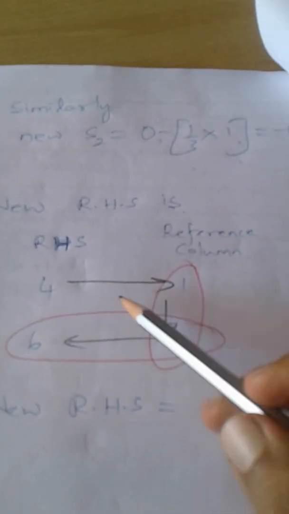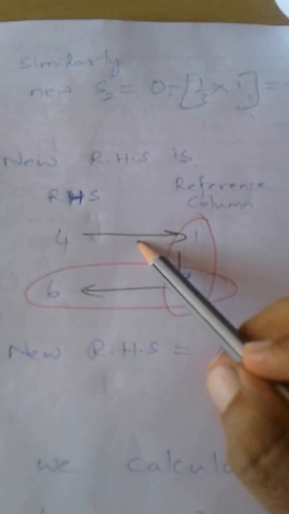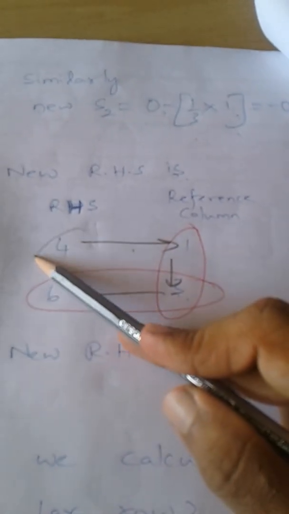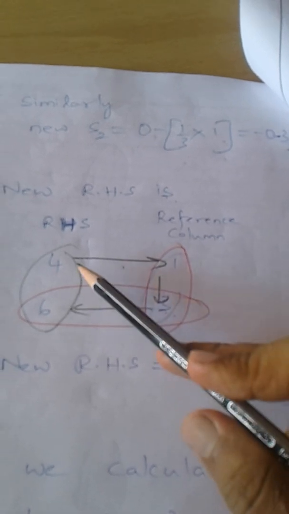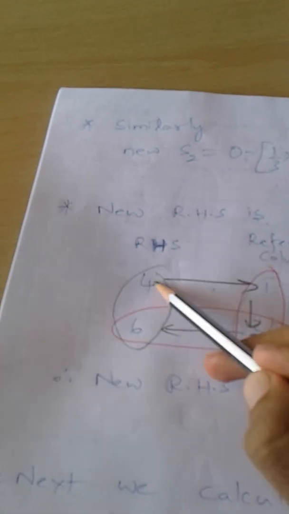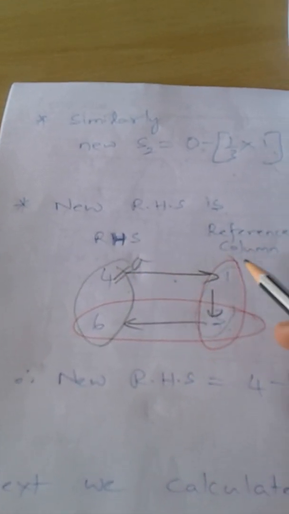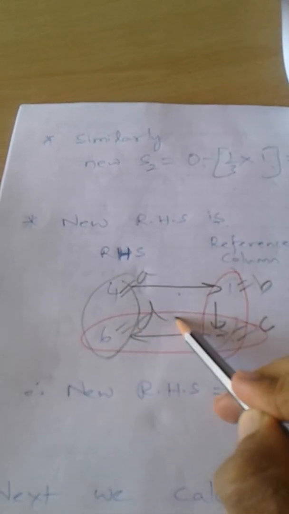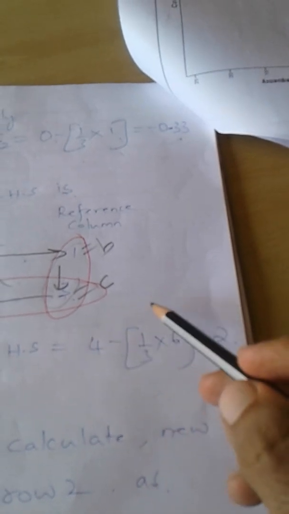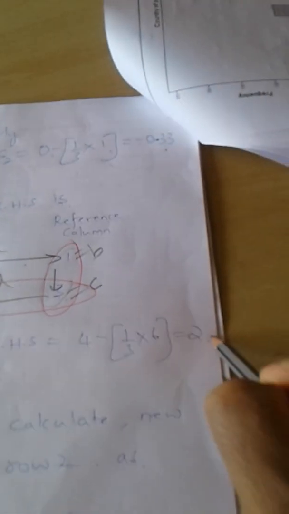Okay. Now next is RHS. For RHS we are supposed to do the same thing. We have to consider the RHS column and the reference column values, where 4 is A now. A minus B divided by C into D. So that is 4 minus 1 by 3 into 6, which is equal to 2.